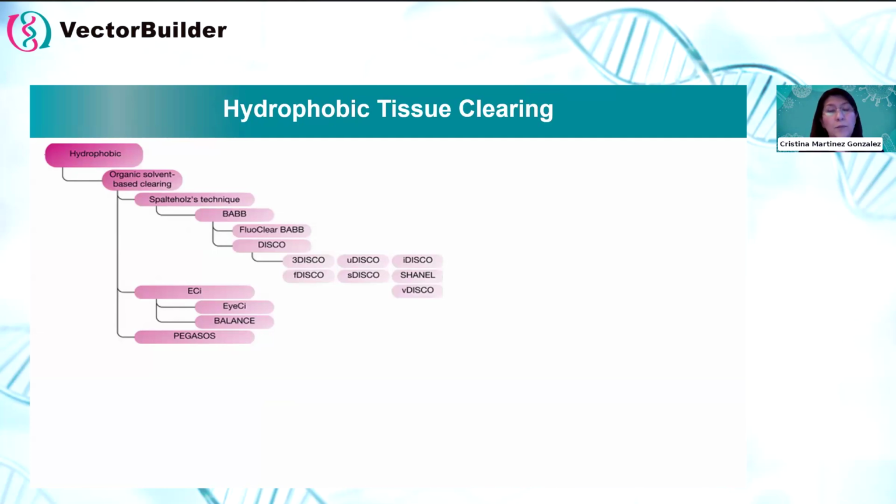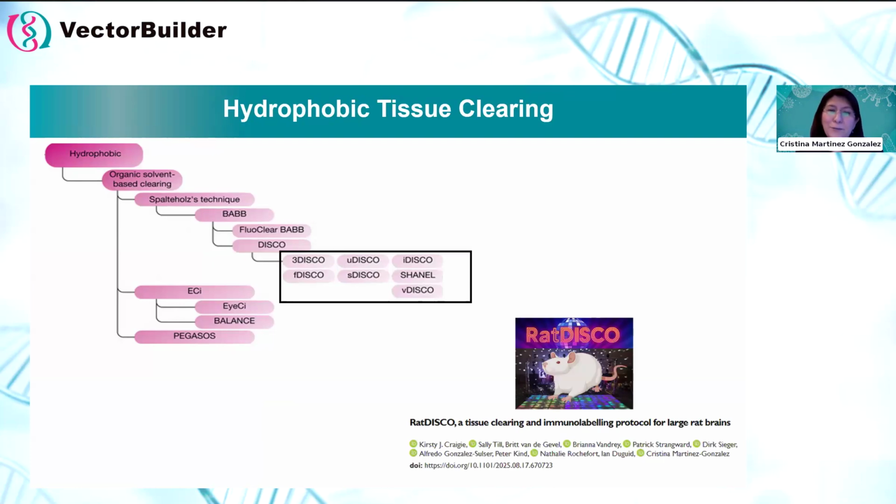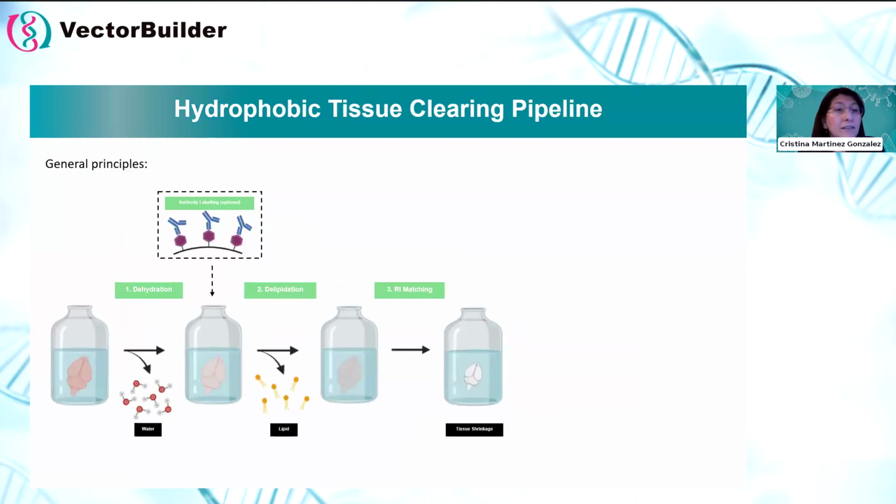They are the most popular methods at the moment, including our own method, which I will very briefly talk about at the end, called RatDISCO, which follows the hype of the DISCO methods. It's called uDISCO, vDISCO, etc. So we call it RatDISCO because it's basically defined for large rodent brains. And I will talk a bit about that method at the end.